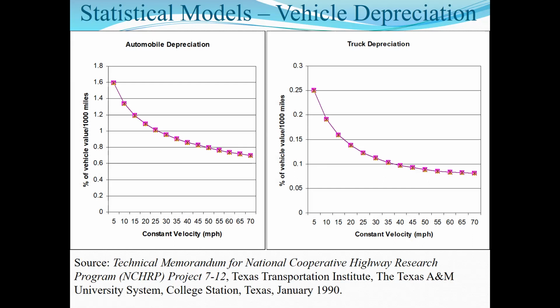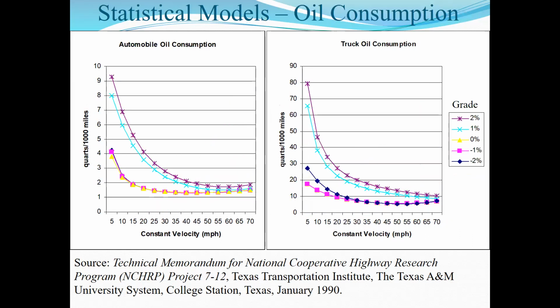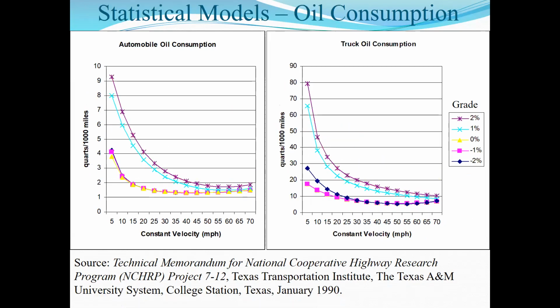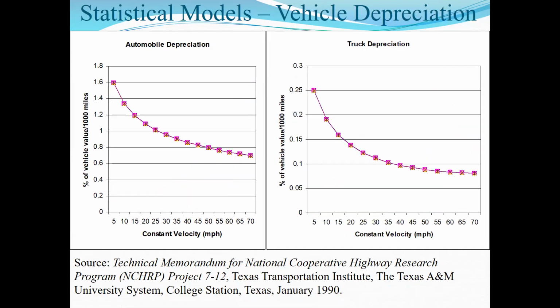And when you combine all 4 of the submodels that I showed you, vehicle depreciation, tire consumption, oil consumption, fuel consumption, you come up with a total optimization of speed so that you minimize your total operation cost. And we're going to do a lab based on that. Our next lab is in fact going to be based on this. So we'll talk about that, okay?